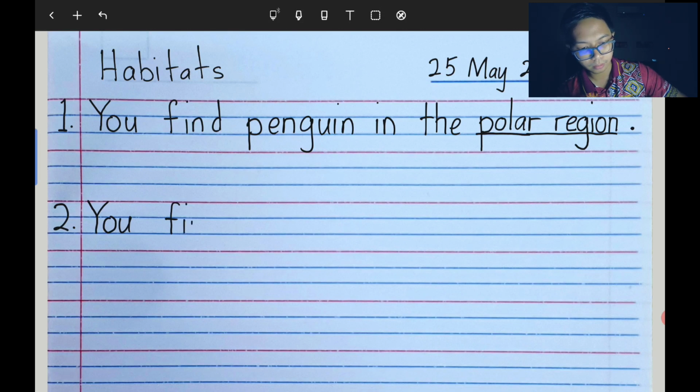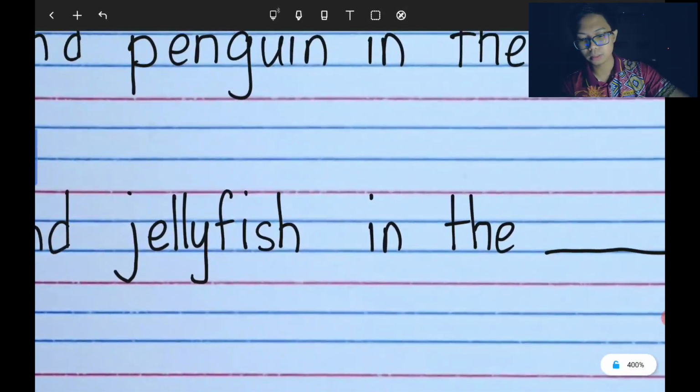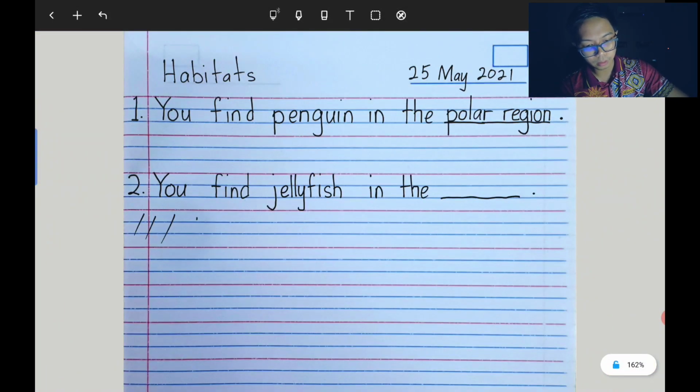You find, how about jellyfish? J-E-double L-Y fish. Jellyfish in the, where can you find jellyfish? So it's up to you. Di mana kamu jumpa jellyfish? In the desert. So that's the second one. Over here, leave it empty, kasih biar kosong lagi.